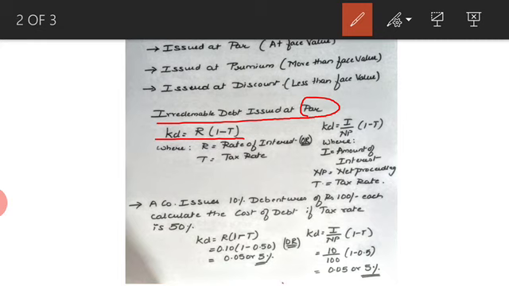Now what does R mean? R is the rate of interest. Very important. R represents the rate of interest. So if it is 10% debentures, then 10% becomes the rate of interest. If it is 12% debentures, 12% becomes the rate of interest. If it is 8% debentures, then 8% becomes the rate of interest. So R represents the rate of interest, whereas the T represents the tax rate.